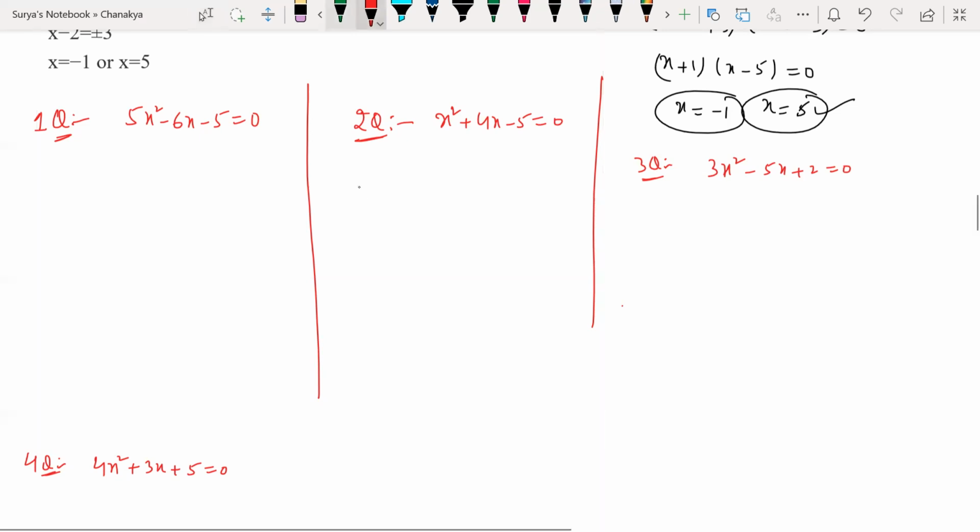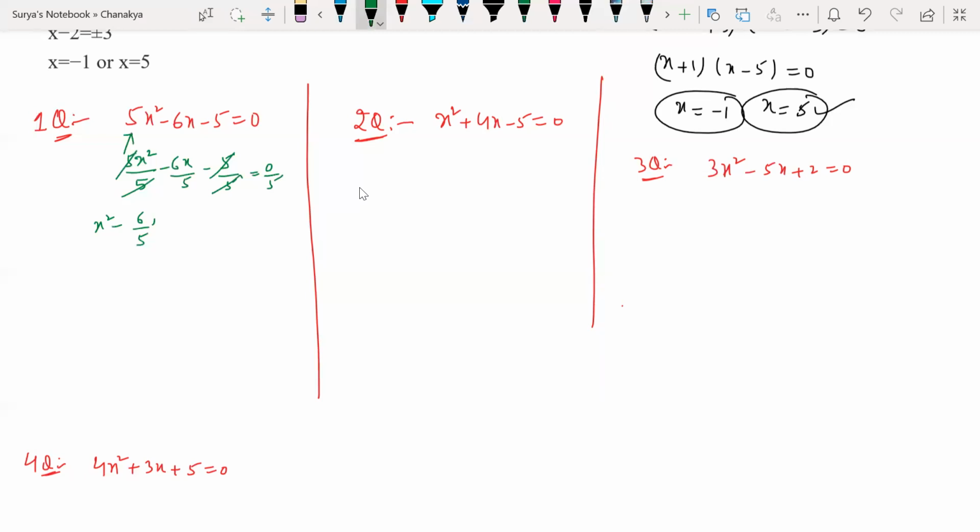Look at this here. First of all, check whether the coefficient of x square is 1 or not. It is not 1, so we have to make it 1. How? Dividing by 5 on both sides. 5 got cancelled, 5 got cancelled. So what are you left with now? x square minus 6 by 5 x minus 1 is equal to 0. This is the first step.